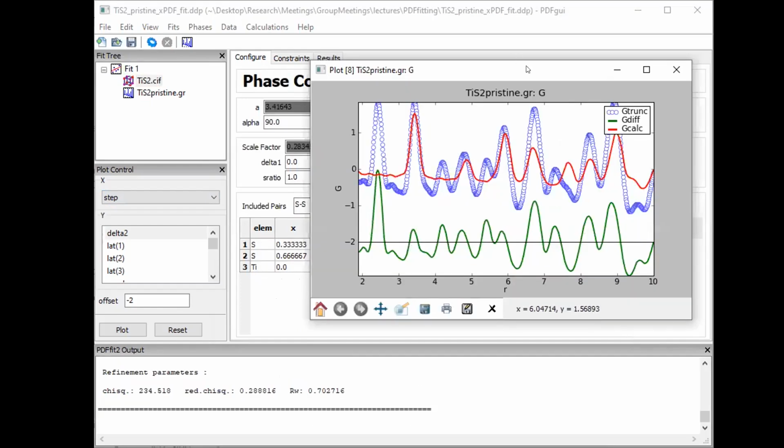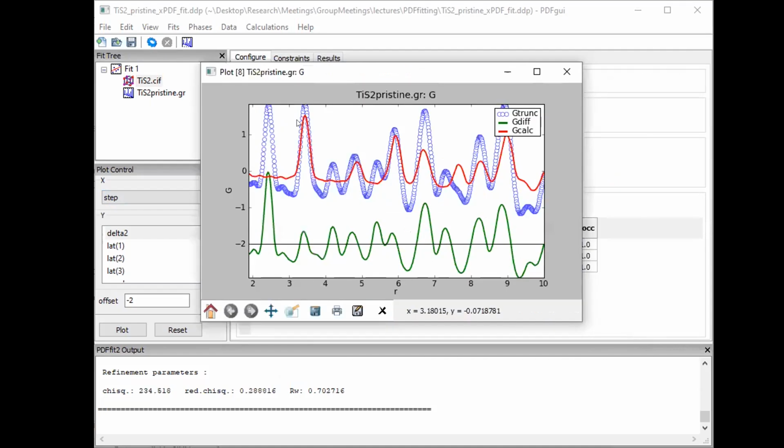Okay, now we see the secret, right? So this peak is in fact dominantly contributed by sulfur and sulfur. This is somewhat against our intuition, since we think sulfur is much lighter than titanium. So the contribution from sulfur should be small, but in fact it's contributing quite a bit to the second peak.